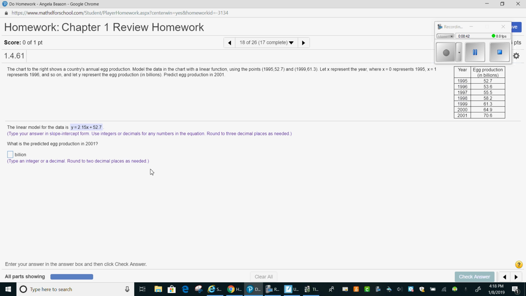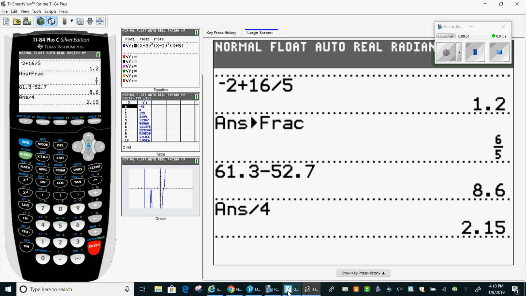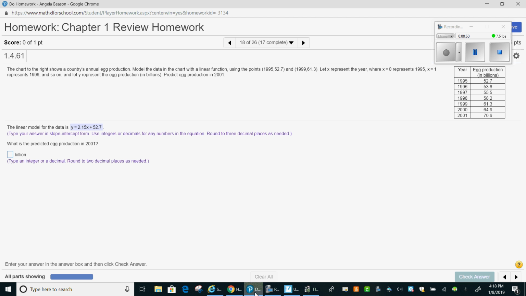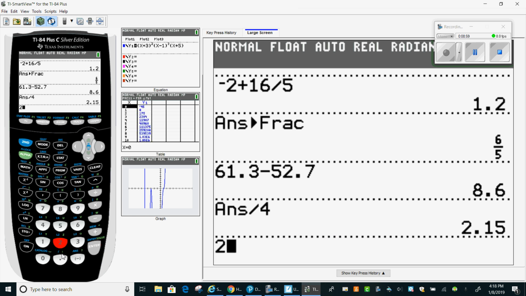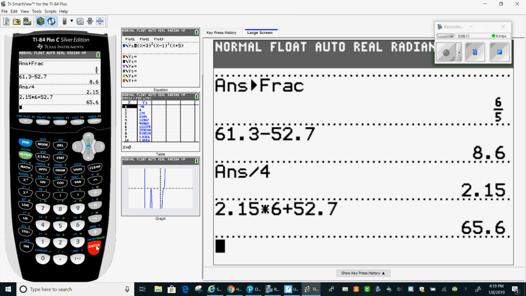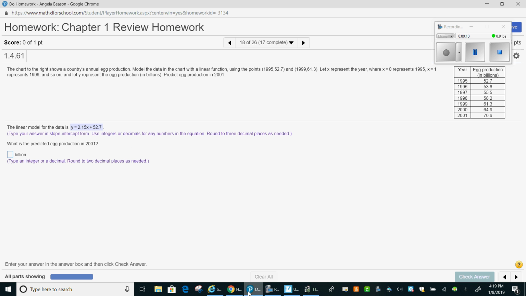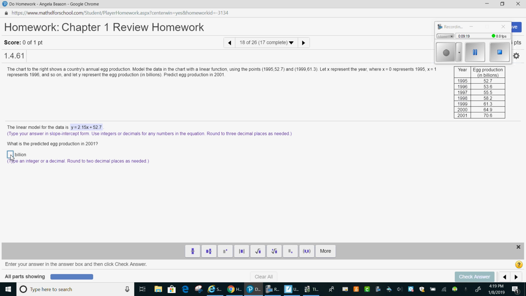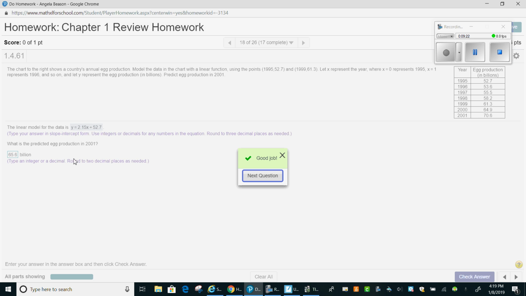And then they want to know what it would be in 2001. Well, if 1995 is year 0, 2001 would be year 6. So what I'm going to do is take this equation, y equals 2.15x plus 52.7, and plug in 6. 2.15 times 6 plus 52.7. And I get 65.6. 65.6 billion is what I would expect. 65.6, check it. That works out.